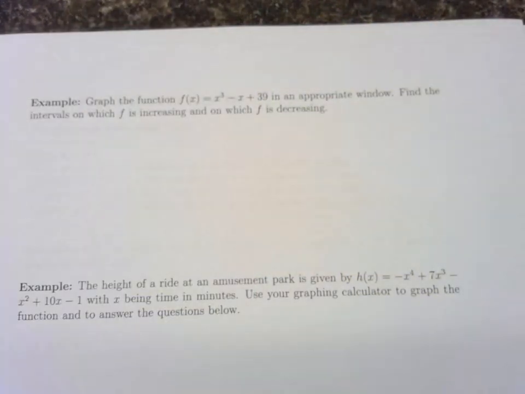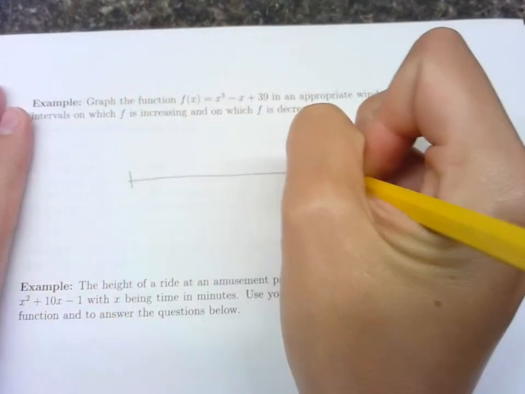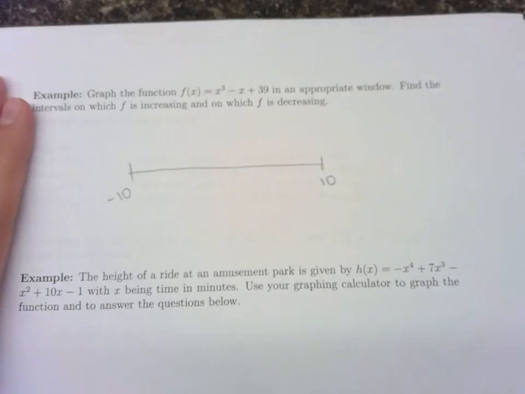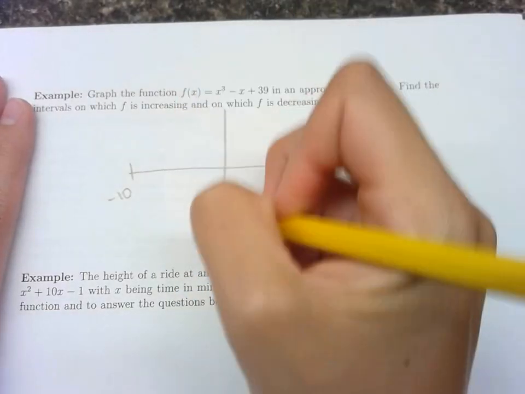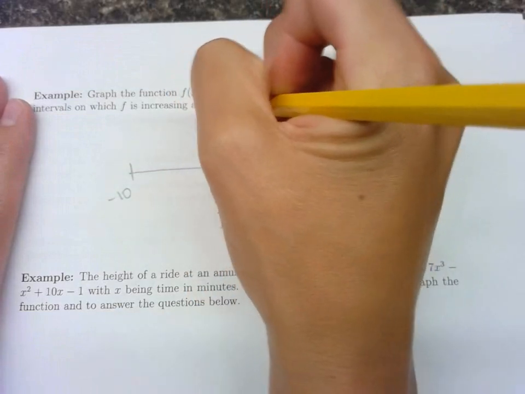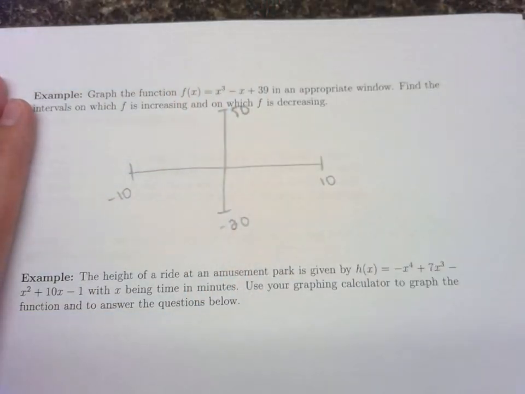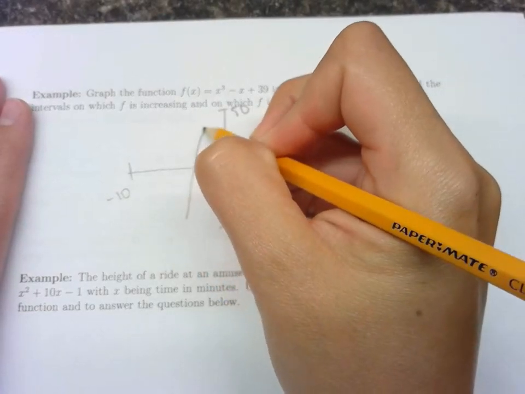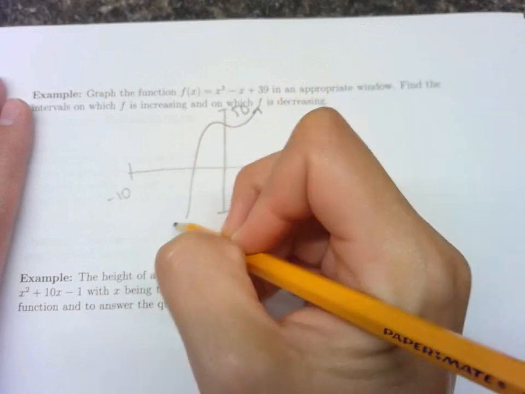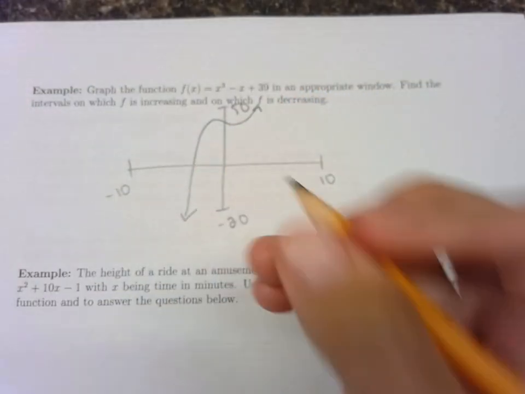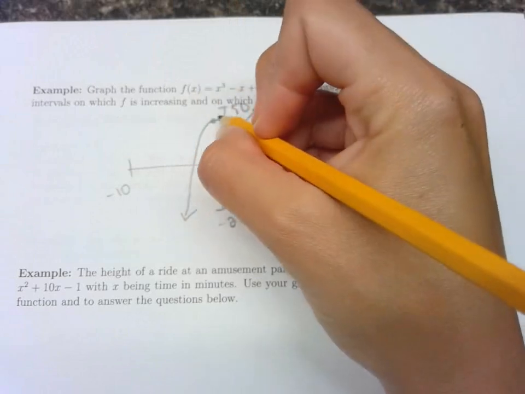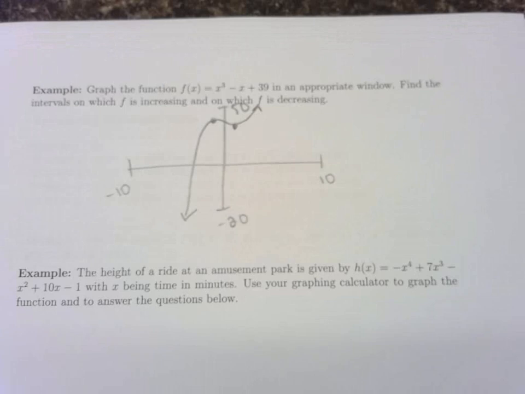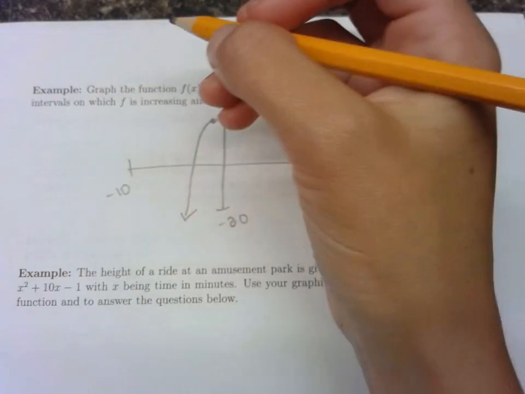Let's go ahead and copy this picture down. -10 to 10 was our X window. Y was, I believe, -20 to 50. Okay, and then our picture looks like this. Something like that. So we have a maximum here and a minimum here. You know how to find those on your calculator. I'm going to go ahead and just give them to you.